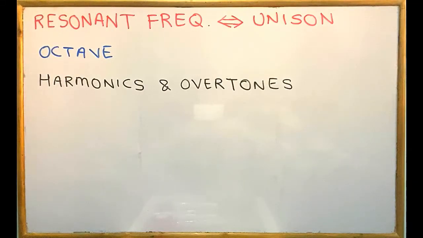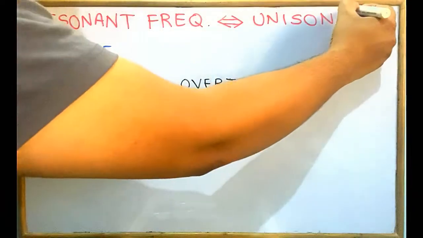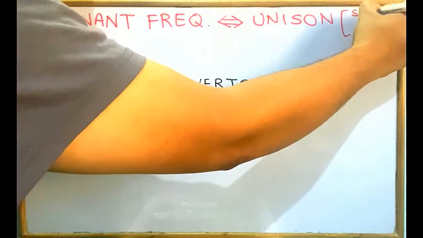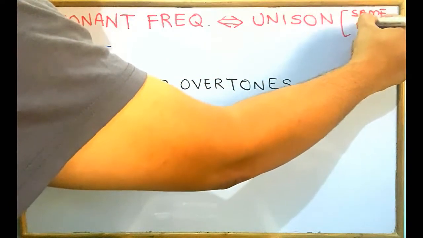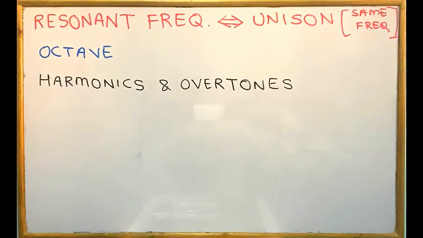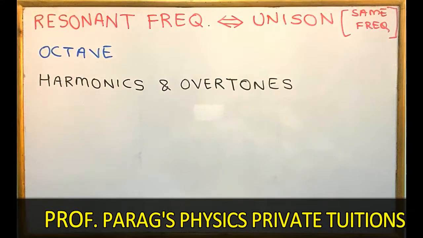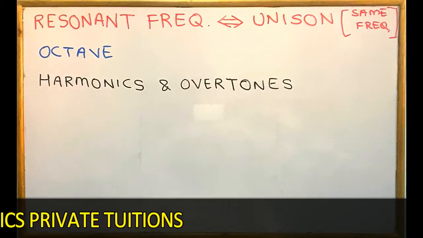Whenever they say that, the example they will use is there is a wire which is in unison with a tuning fork, or if they say there is a wire resonant with a tuning fork. So if this word is used, unison, resonant, what does it mean? Both of them mean same frequency. Resonant and unison means same frequency. And once again, to understand this word resonance, we need to watch the video on resonance. It's a different topic.